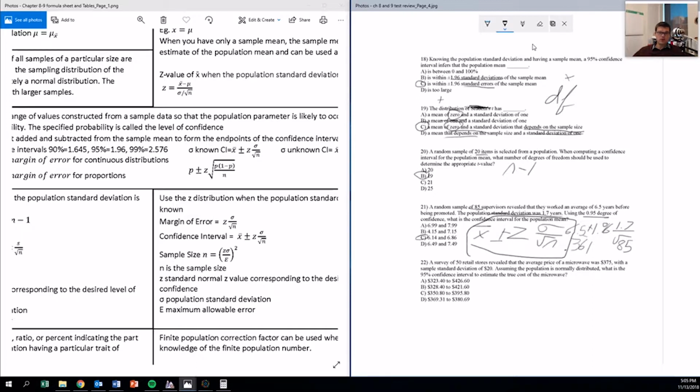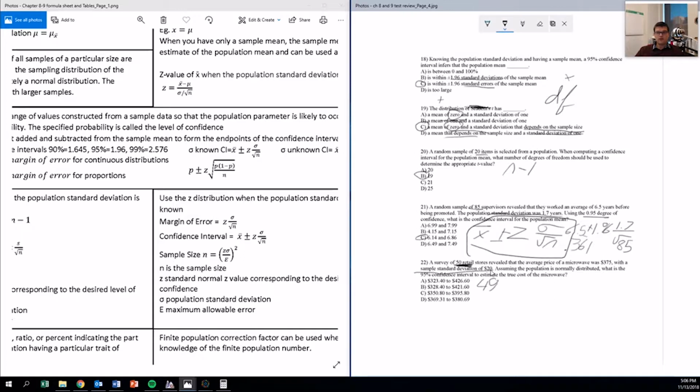revealed the average price of a microwave is $375 with a sample standard deviation of 20. So we've got a sample standard deviation of 20. When you see sample standard deviation of 20, that means use the t-distribution. Okay? We've got 50 retailers. What's the degrees of freedom? The degrees of freedom is 50 minus 1, which is 49. Okay? So the average price is $375. Assuming the population is normally distributed, what is the 95% confidence interval estimating the true cost of the microwave?